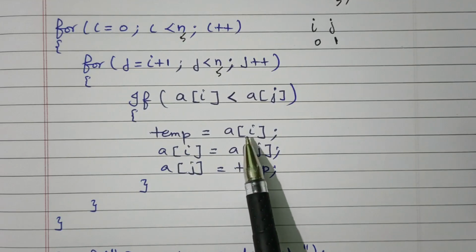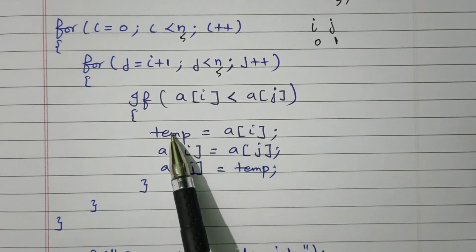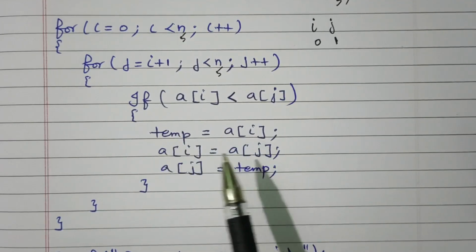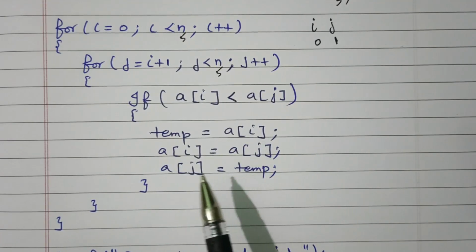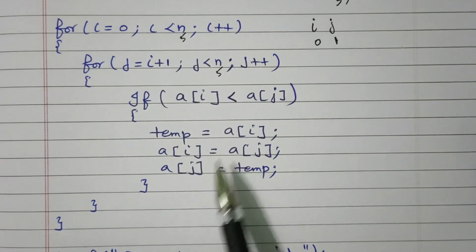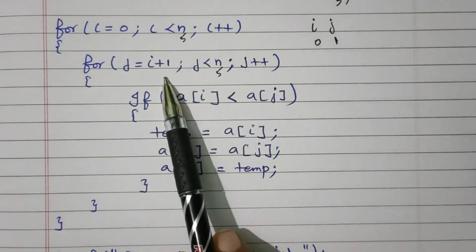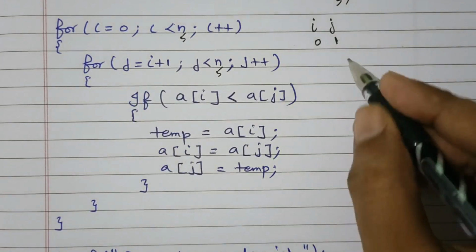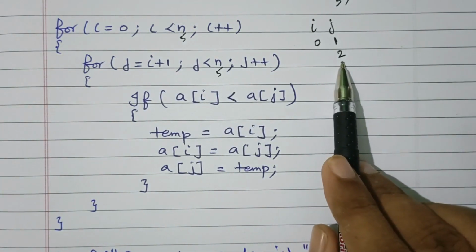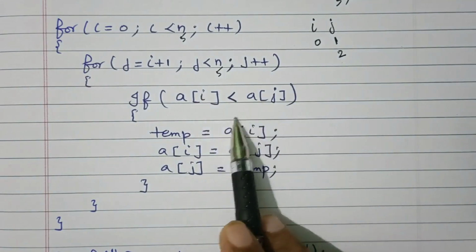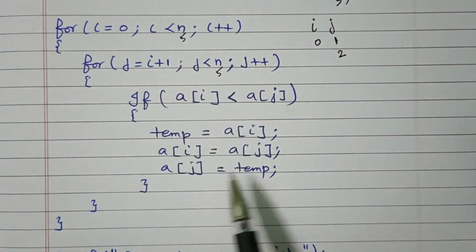Because of overwriting, the first number is stored in the temporary location. The second number is stored in the first number. The first number available in the temporary location will be stored in the second number. Both are interchanged. Right. Now j will be incremented. Incremented means 2. So the first number will be verified with the third number. If the condition is true, exchange. Otherwise it will not exchange.